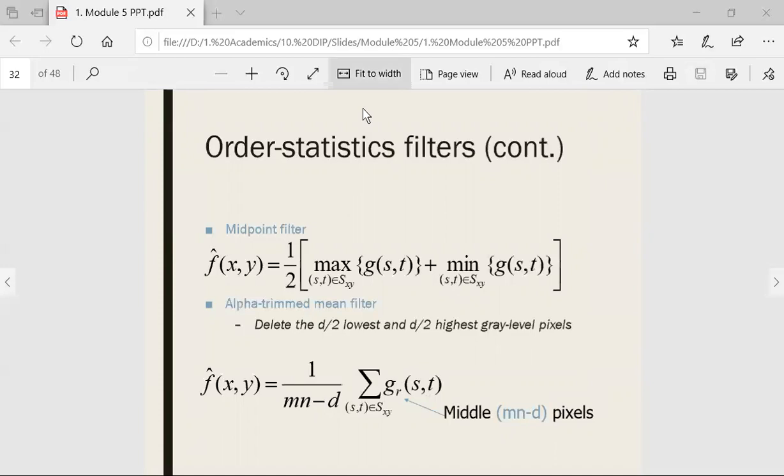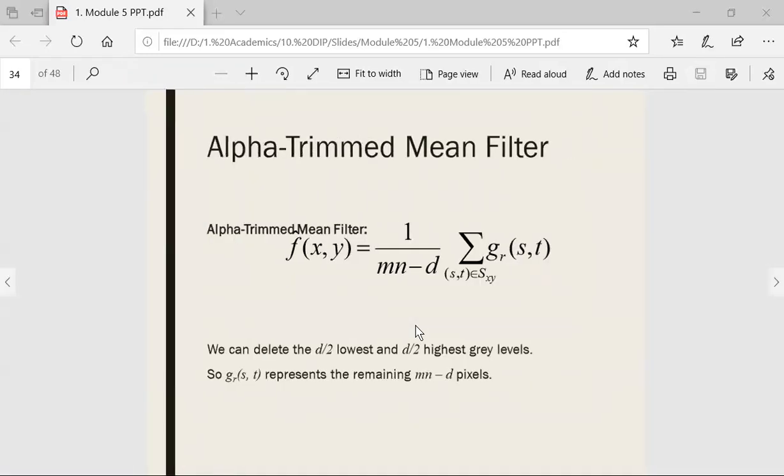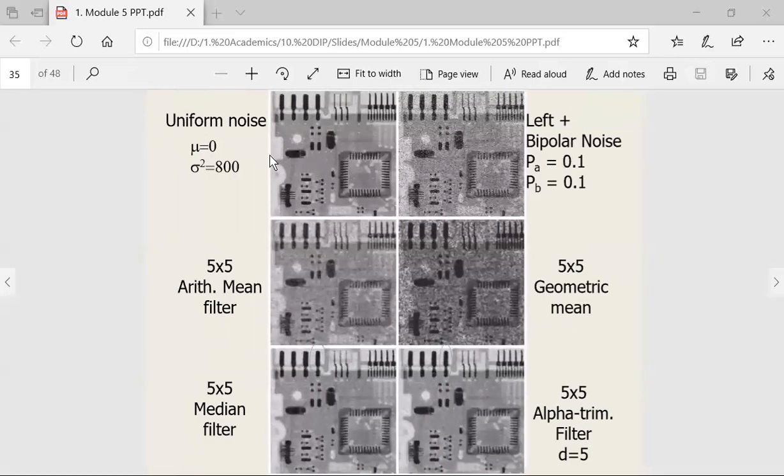Okay, so the midpoint filter, we have seen, is good for removing random Gaussian and uniform noise. Next, alpha trimmed is used for images with the highest gray levels. When you use it, you're going to reduce both black and white pixels. It doesn't remove them perfectly, but it will reduce them. Okay, so for uniform noise, the arithmetic mean filter, median filter, then alpha trimmed filter, geometric mean, and bipolar noise results are given here.